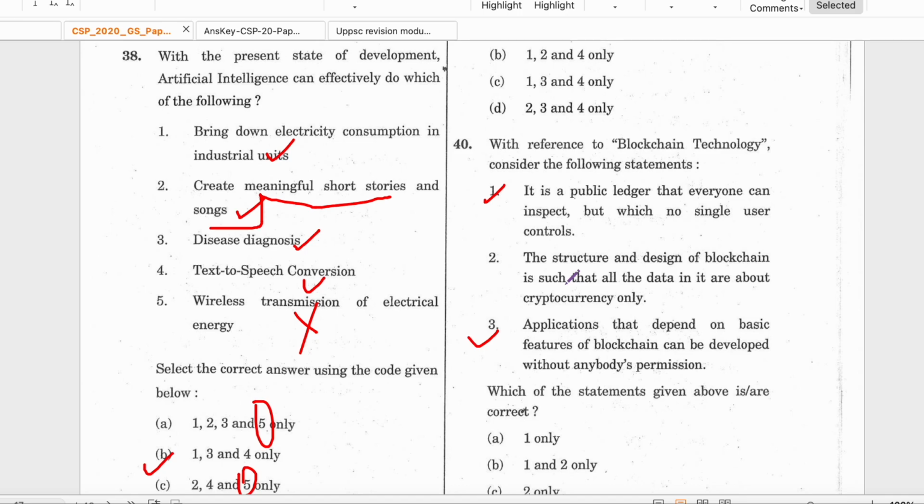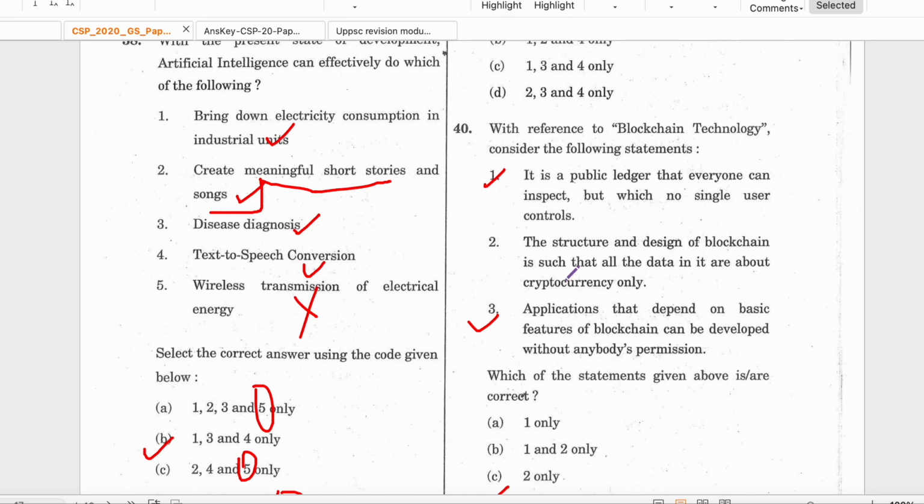So this is possible. Create meaningful short stories and songs: keep it on hold, because now it is a bit possible. It was a controversial statement. Next, we will see the other statements. Disease diagnosis: yes, it can be done. Text to speech conversion: it is happening, you all would have used it.